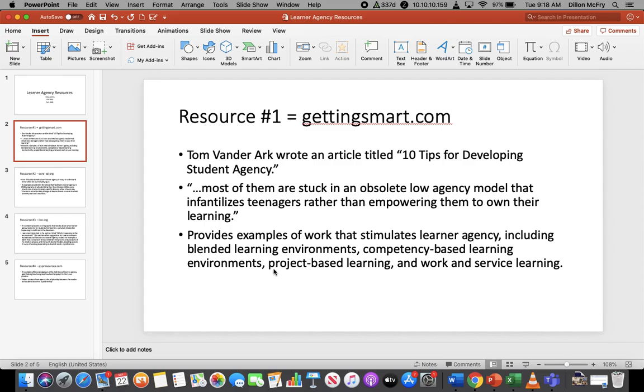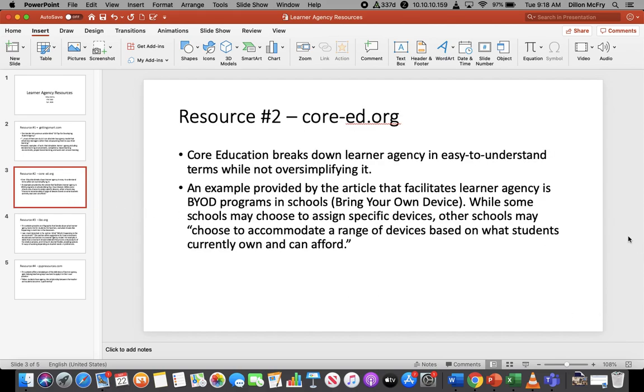The second resource was from coreeducation.org or coreed.org. What Core Education did was break down learner agency in very easy to understand terms. And while it was very easy to understand, they didn't oversimplify it, so it wasn't broken down and summarized to such a degree that it was not useful.